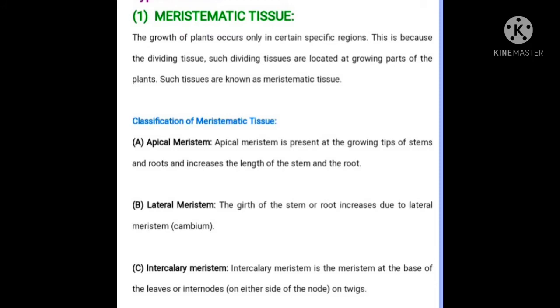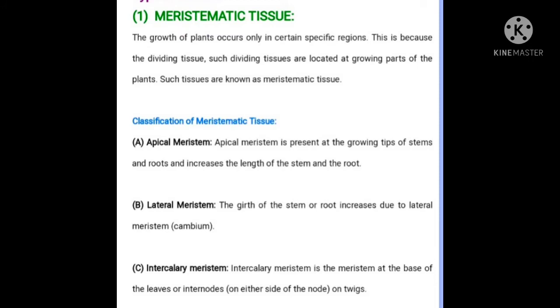We have seen meristematic tissue at the root. Such tissues which are present inside the plant are known as the meristematic tissue. Now, as we all know, meristematic tissue is classified into 3 meristems. Classification of meristematic tissue: apical meristem.